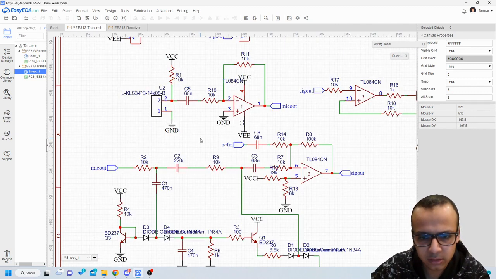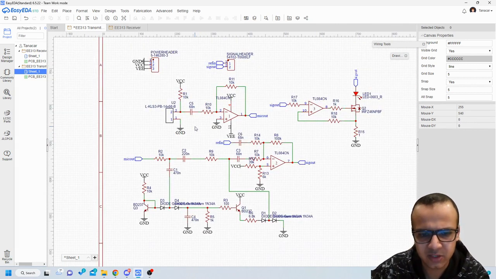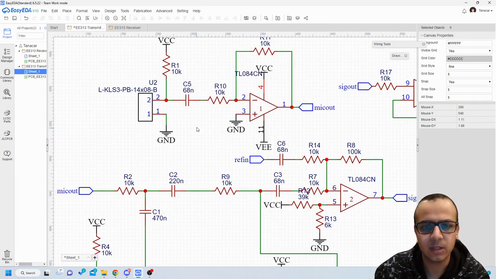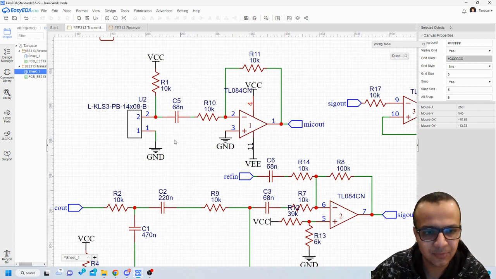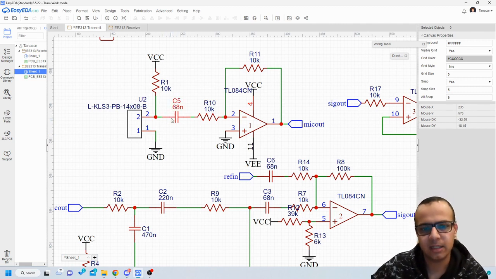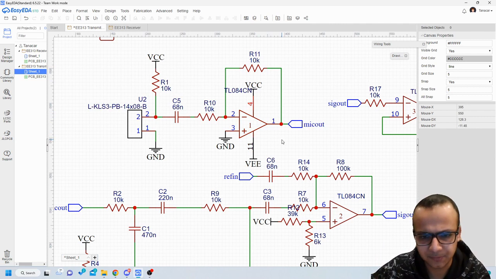In the transmission unit, we have three main circuits. Firstly, we have the microphone driver circuit, which can be seen from this schematic, where this will be the microphone biased with a resistor and a capacitor. After that, this capacitor will convert our voiced electrical signal to a voltage analog signal, and this signal will be amplified by this op-amp as shown here.